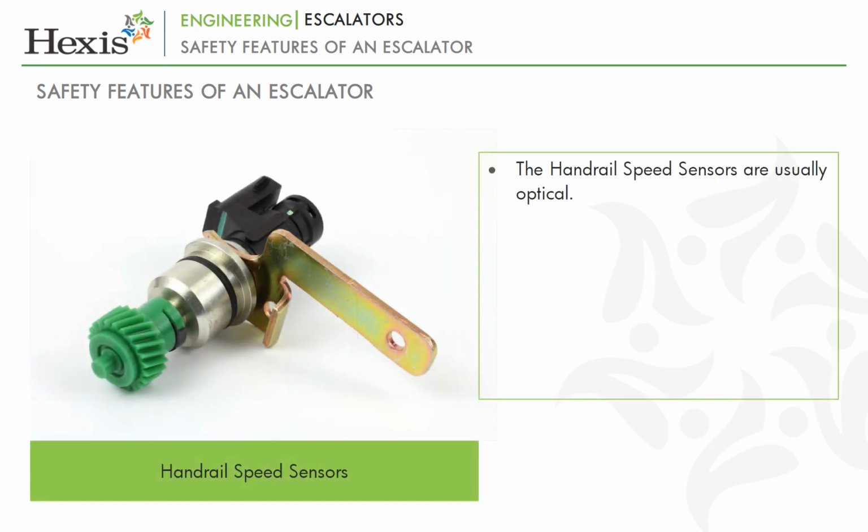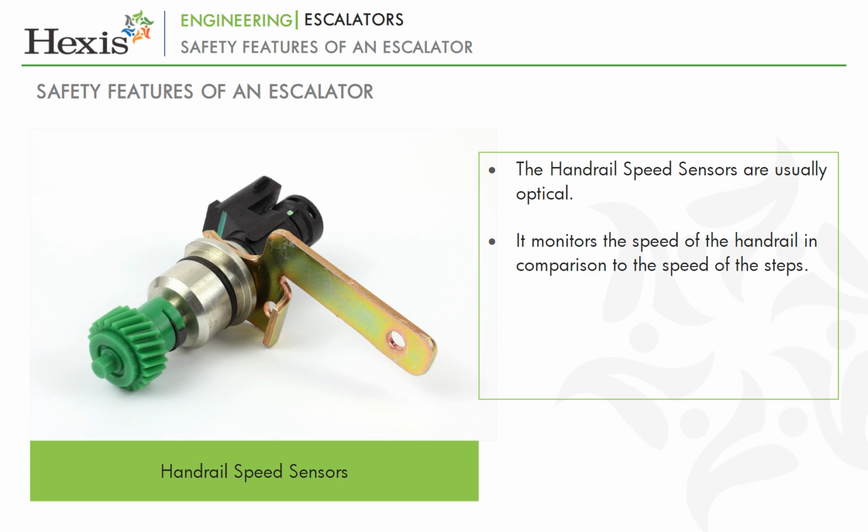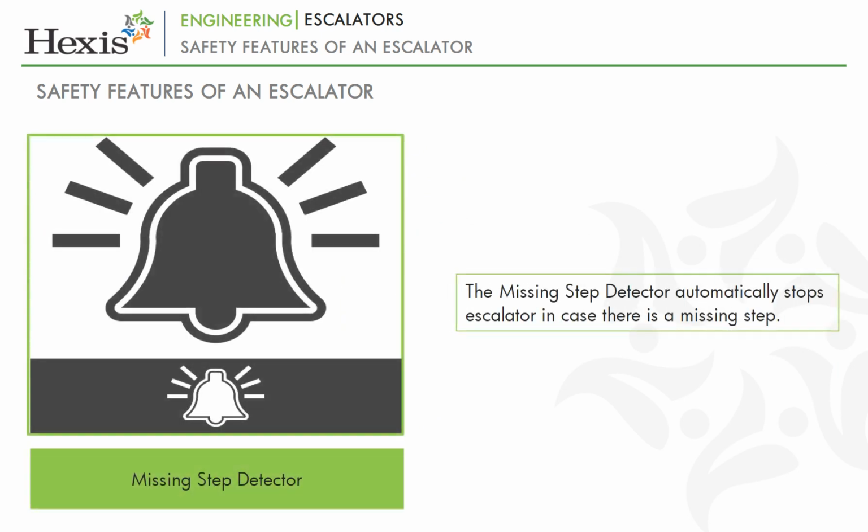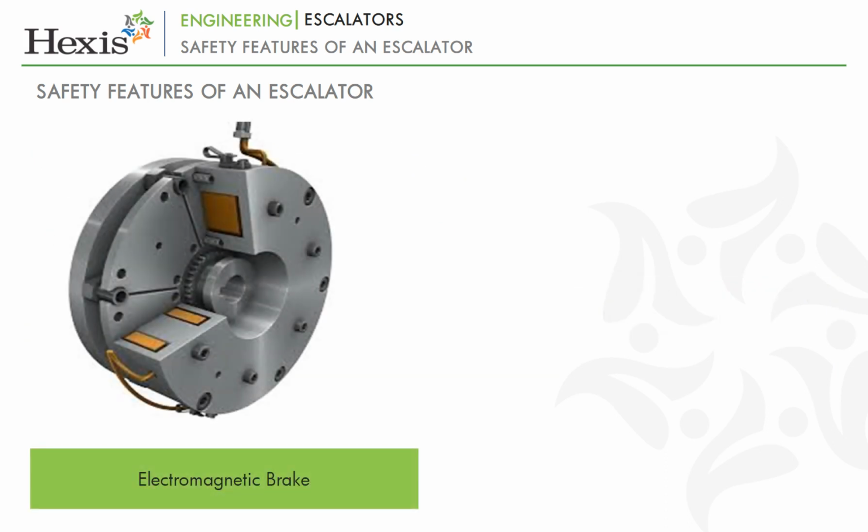The handrail speed sensors are usually optical. It monitors the speed of the handrail in comparison to the speed of the steps. It sounds an alarm and automatically stops the escalator if it sees a difference in each other's speeds. The missing step detector automatically stops the escalator in case there is a missing step. In addition to the above, there are other features to stop the escalator in case of overload and higher speed.